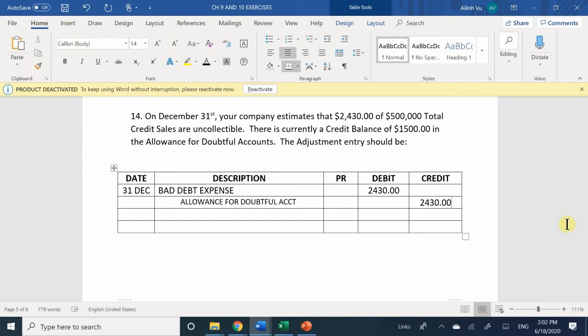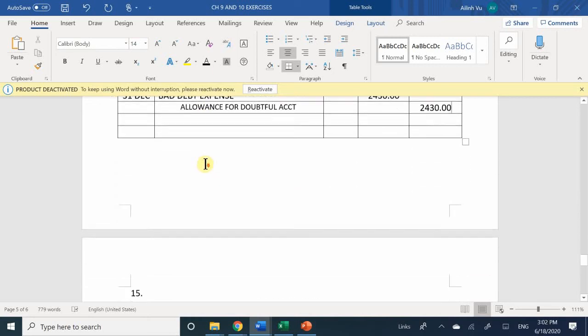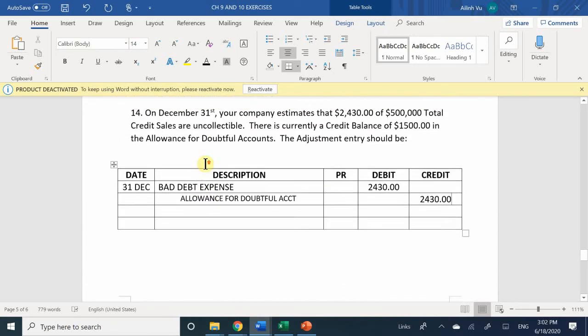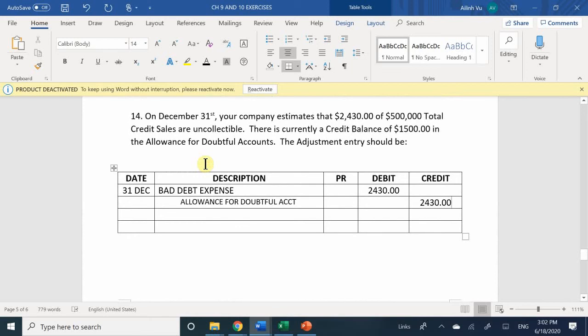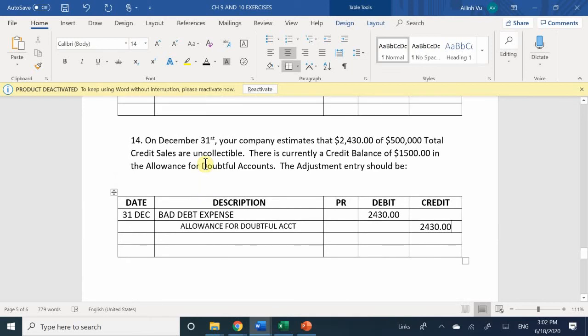Remember, because when we're dealing with total credit sales, we're dealing with the income statement, and therefore the income statement does not have the accounts receivable or the allowance for doubtful accounts, so we do not care for it. So yes, the answer 2430 is correct. Good. That was real good, because I forgot about that.